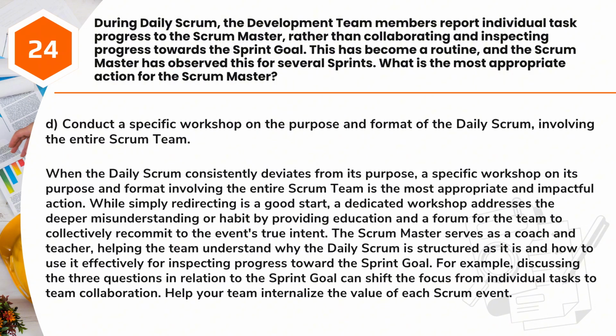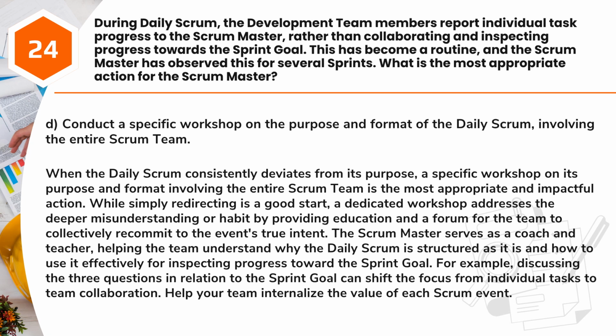Answer: D. Conduct a specific workshop on the purpose and format of the daily Scrum, involving the entire Scrum team. When the daily Scrum consistently deviates from its purpose, a specific workshop on its purpose and format involving the entire Scrum team is the most appropriate and impactful action. While simply redirecting is a good start, a dedicated workshop addresses the deeper misunderstanding or habit by providing education and a forum for the team to collectively recommit to the event's true intent.